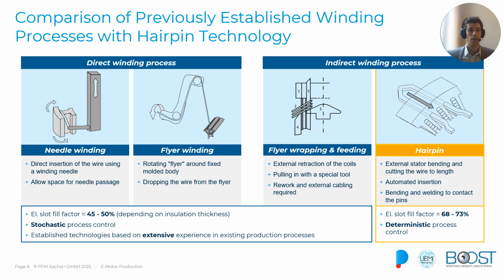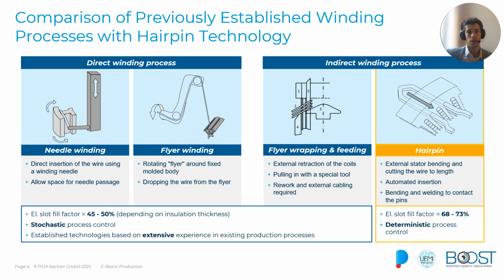The hairpin stator technology is comparatively new for electric motors. Previously, winding processes with round wire are established. We can divide between direct winding processes like the needle and the flyer winding and indirect winding processes like the flyer wrapping and feeding, which also use round wire, and the hairpin technology, which uses flat wire.